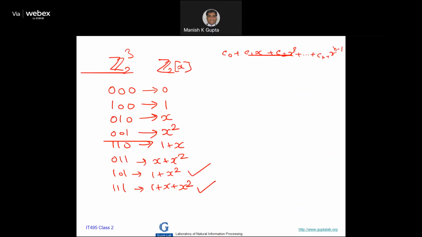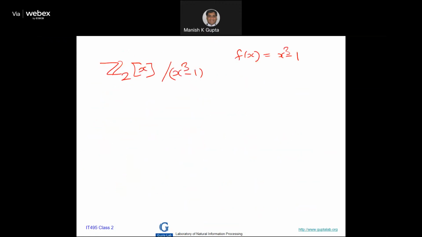Here n is equal to 3, so x cube should be 1 whenever we are doing these calculations, right? x cube should be 1. So that's why I am dividing the whole space by this polynomial x cube minus 1, because x cube is equal to 1, right? That means x cube minus 1. So normally this is known as the R3 ring. Why is it a ring? Because f(x) is x cube minus 1, which is a reducible polynomial. x cube minus 1 is a reducible polynomial, right?